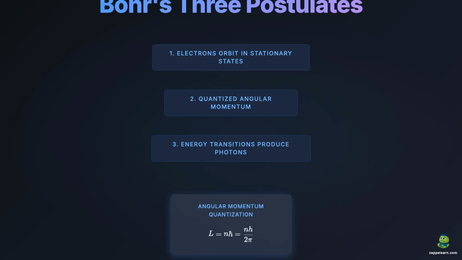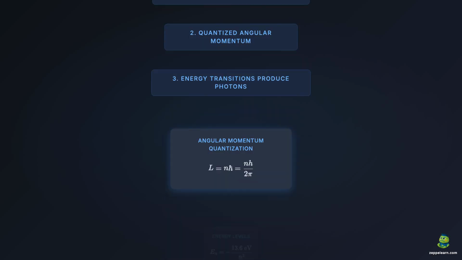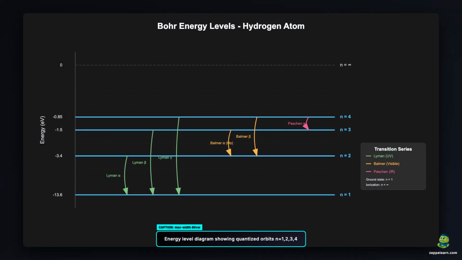The angular momentum L equals n times h-bar, where n is a positive integer and h-bar is Planck's constant divided by 2π. The energy of the nth level is negative 13.6 electron volts divided by n squared, showing that energy becomes less negative as n increases. This energy level diagram shows the quantized orbits with n equals 1, 2, 3, and 4, demonstrating how energy levels get closer together as n increases.